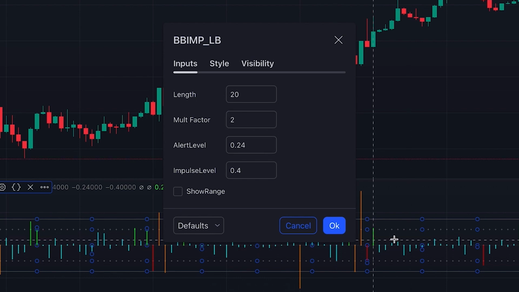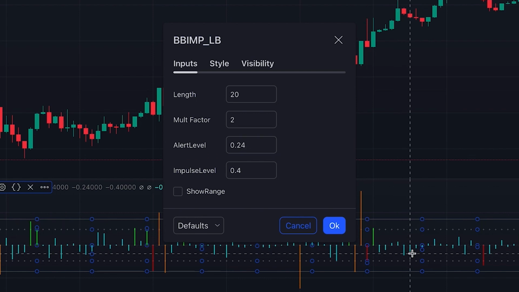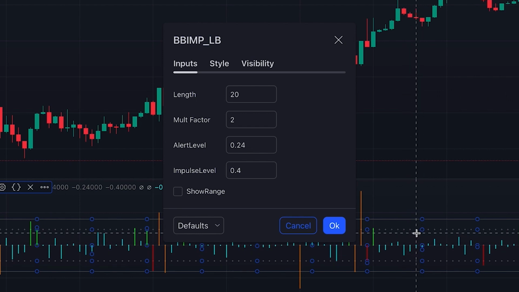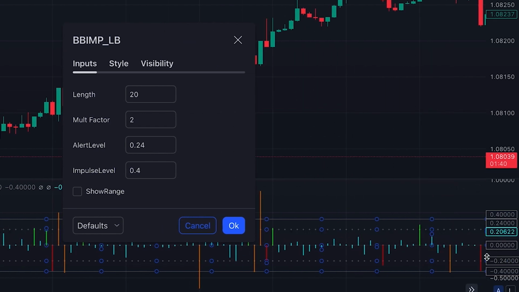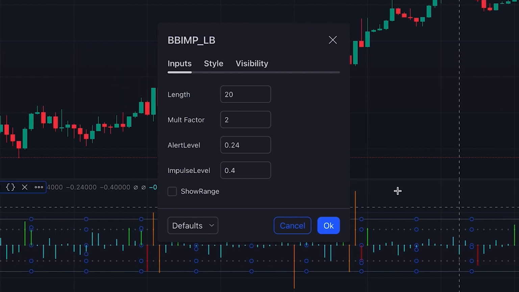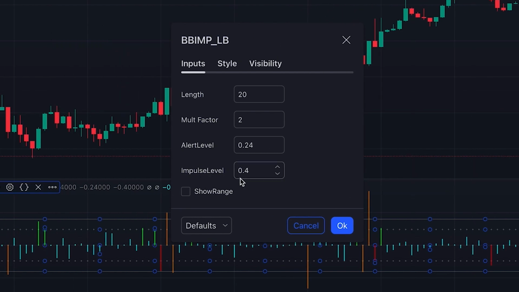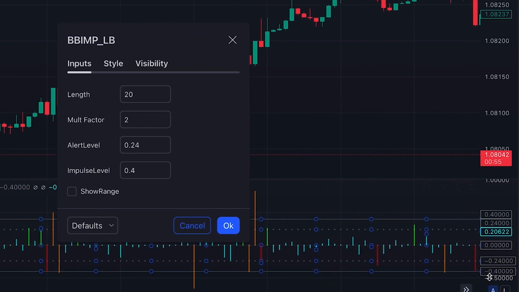But here for this indicator, we have two important levels. Alert levels, which are set at 0.24, and they are set above and below 0. These two lines are set at plus 0.24 and minus 0.24. And we have impulse level, which is set at 0.4, and they are set similarly above and below 0. These two lines: this one set at minus 0.4 and this one set at plus 0.4.